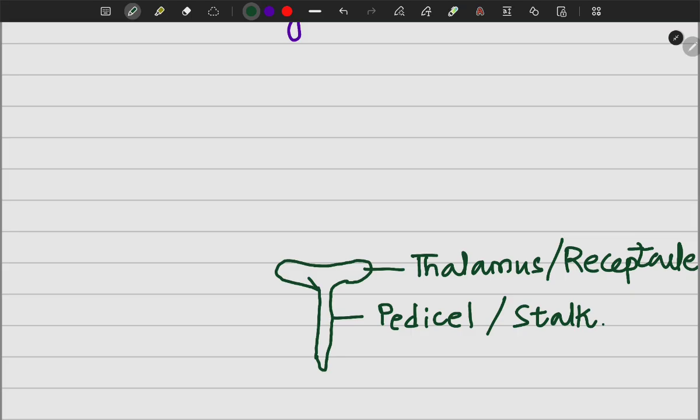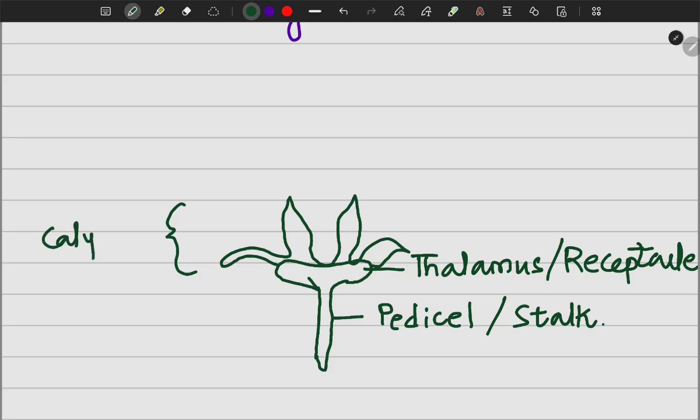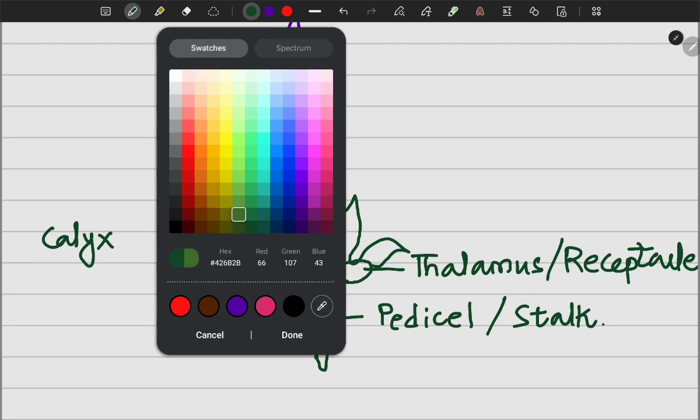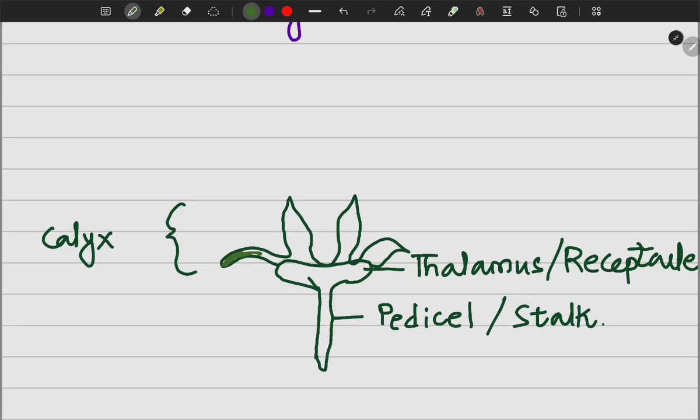Now this thalamus or receptacle provides the surface for the attachment of the 4 whorls of the flower which we are going to study. So starting from the bottom, we will first have the first outer whorl which is the calyx. So the first whorl is the calyx. It is the outer whorl of the flower. It is usually green in color and leaf-like. It looks like a leaf and is generally green in color.